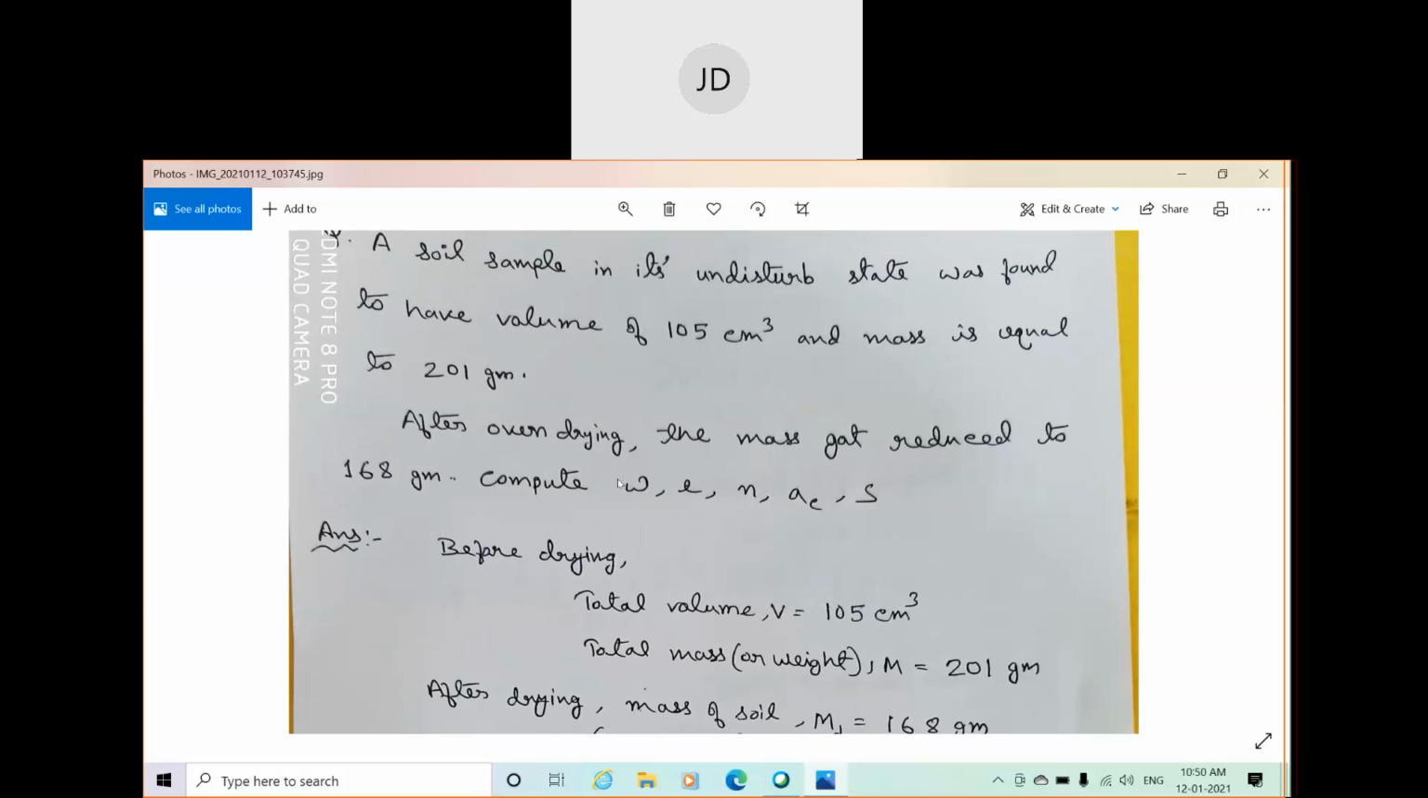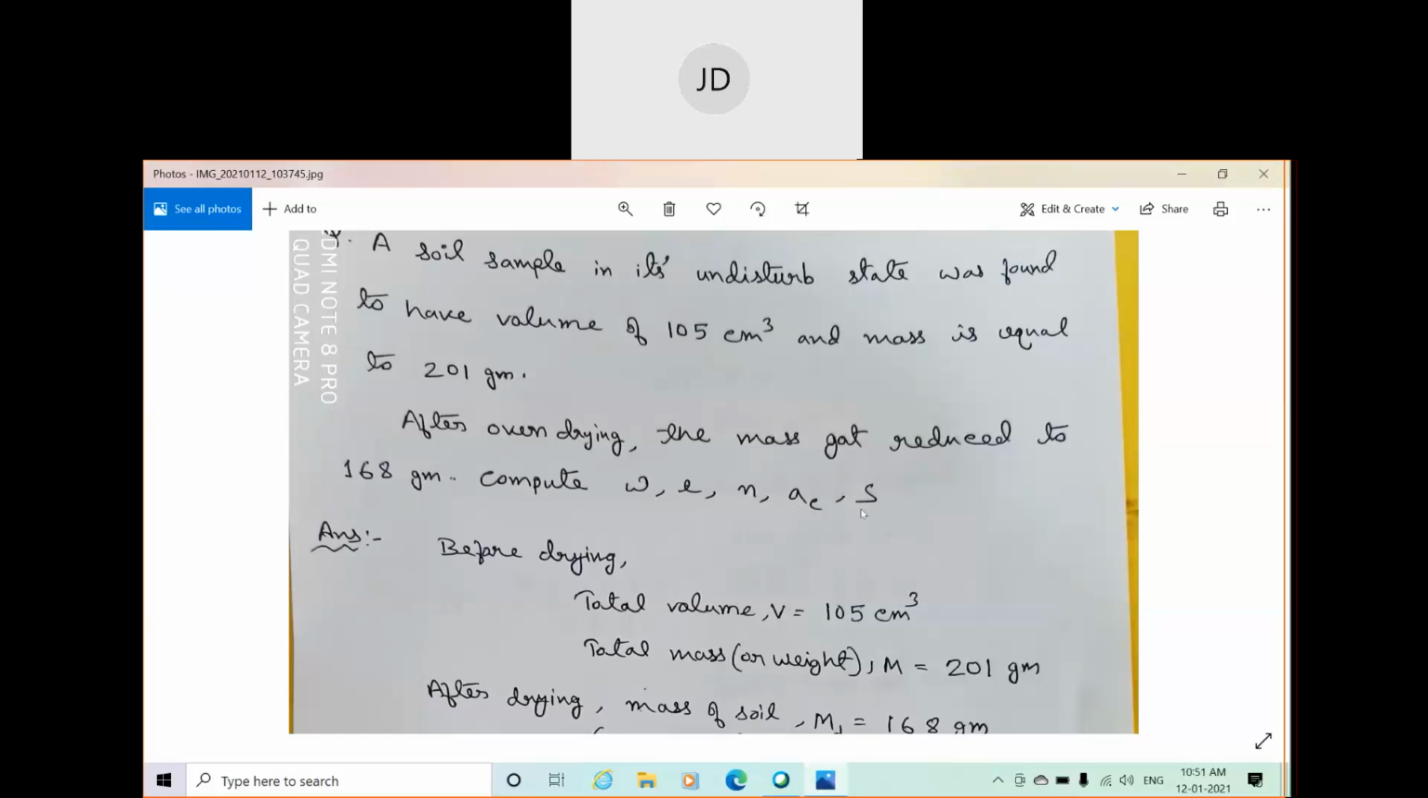Anyway, so what is w? Small w represents water content or moisture content. Small e represents void ratio. Small n represents porosity. And what is AC? Okay, that was a very late response. You have to be quick. Anyway, good. n represents porosity, and AC represents air content.